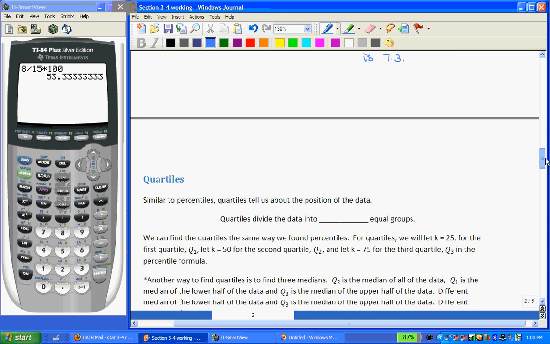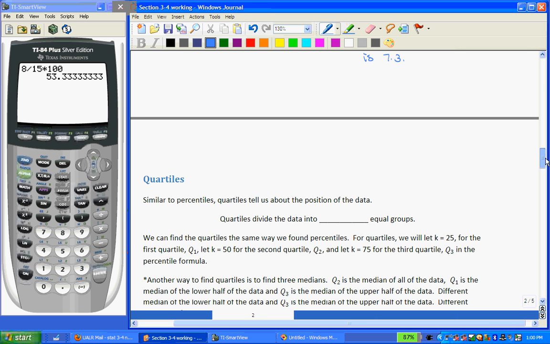Okay, so percentiles divided our data into 100 equal parts. Similar to that, quartiles also tell us about the position of the data, but instead of 100 equal groups, quartiles divide the data into 4 equal groups. We're going to find quartiles pretty much the same way we found percentiles. For quartiles, we'll let K equal 25 for the first quartile, usually denoted Q sub 1. Let K equal 50 for the second quartile, Q sub 2, and let K equal 75 for the third quartile, Q sub 3, in the percentile formula that we've already been using.